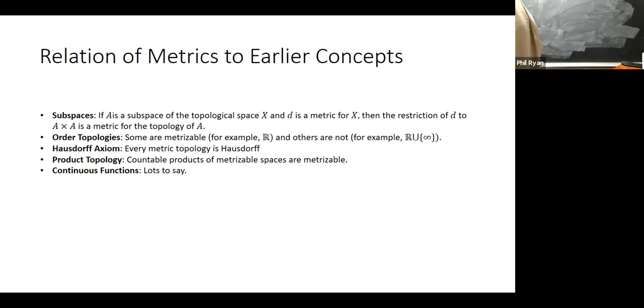Order topologies. So we've seen that some order topologies are metrizable, for example, R, and others are not. What happens if we just add one element to R, infinity? This is no longer metrizable. Okay.